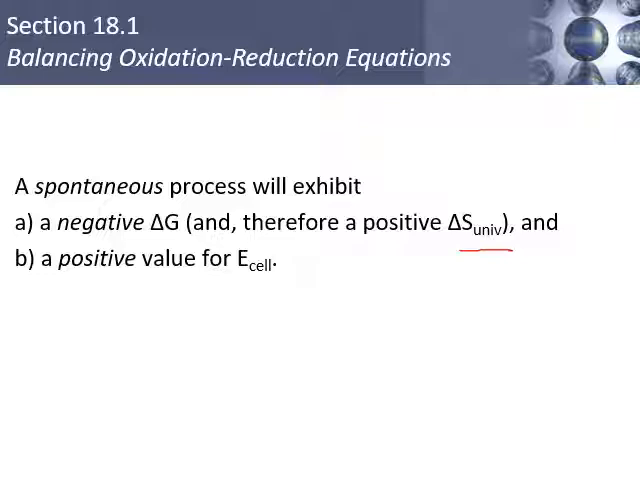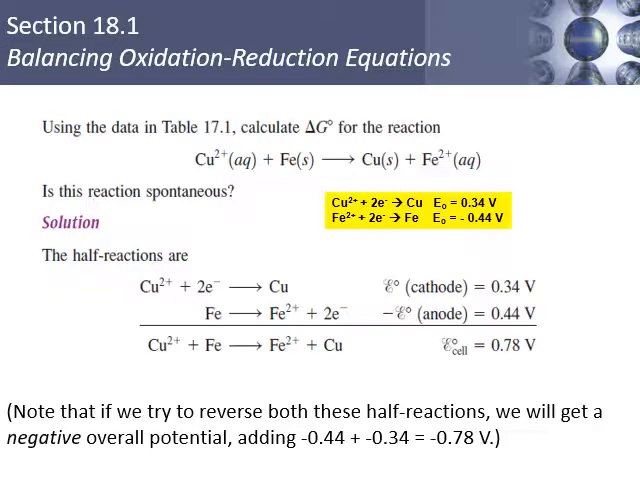Now, in this chapter, we're saying that whenever the voltage of a cell is positive, then that means it will be spontaneous. Next slide.